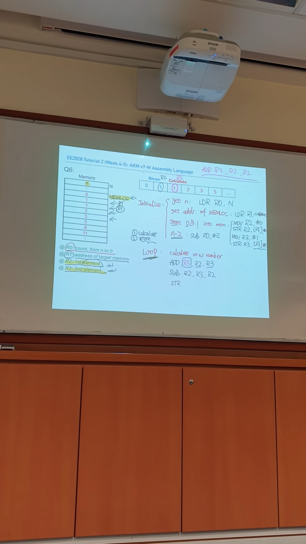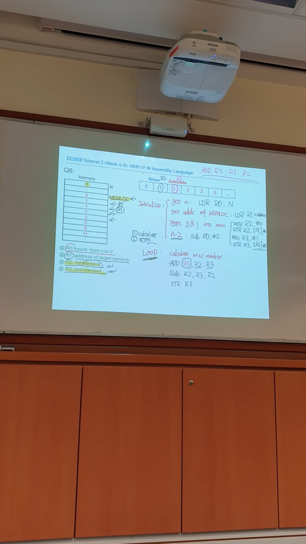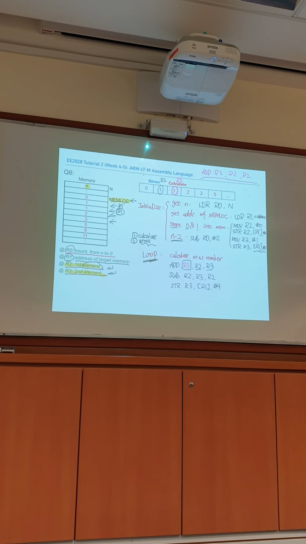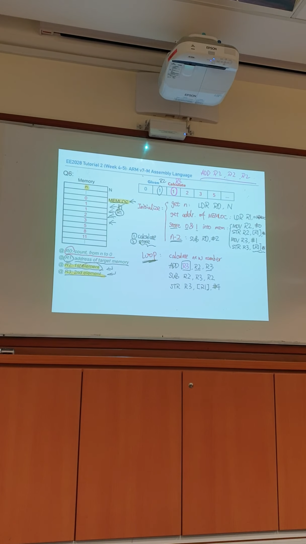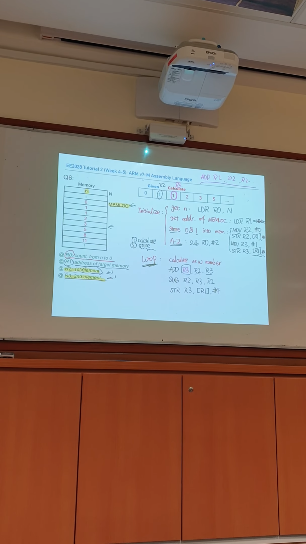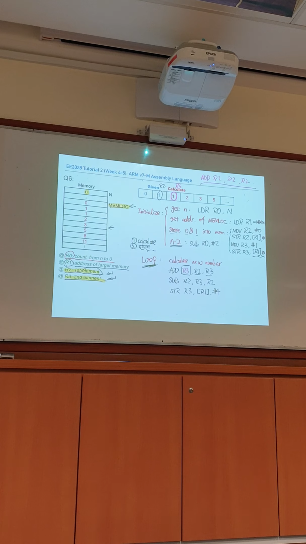STR R3. What's the address now? Who is pointing to the location now? R1. R1. Then, 4. Okay? Because you know that you are going to repeat this step. Your R1 needs to move down one more slot. Okay? So you are pointing here. Stop. Okay, so this thing can be done repeatedly. So basically this finishes all your tasks in the loop.